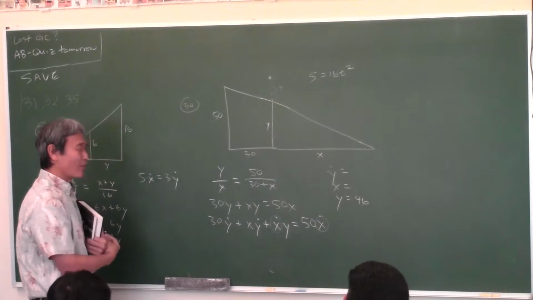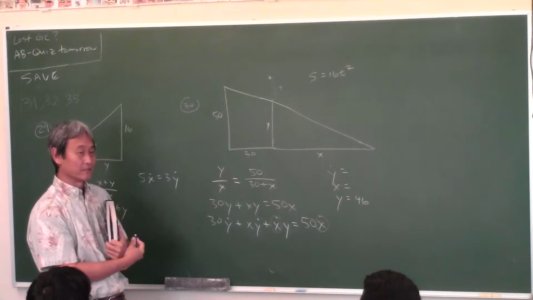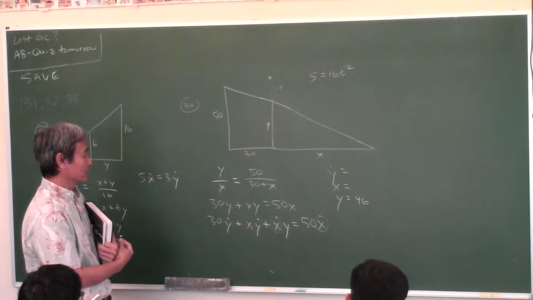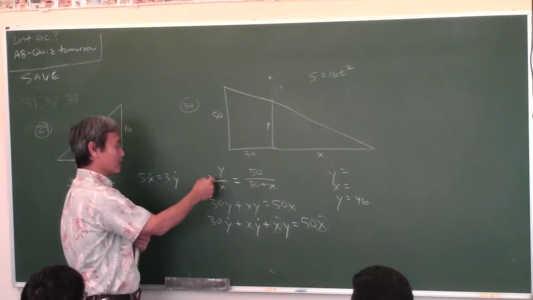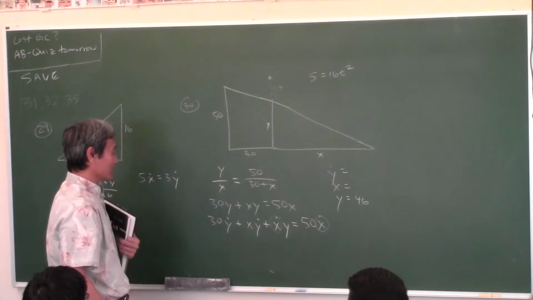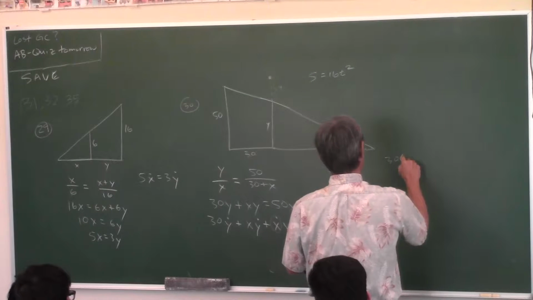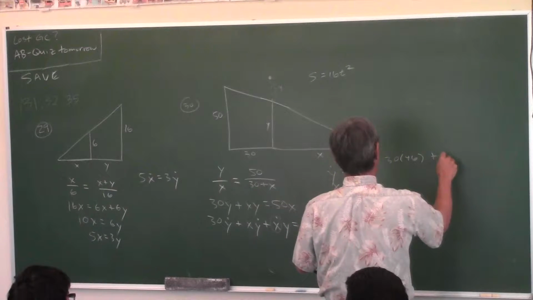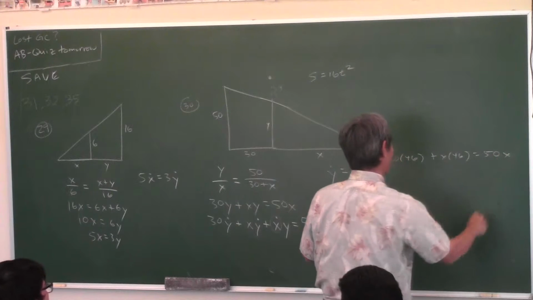Now, if y is 46, how do I figure out x, driver? Plug it into the first thing. How about the second thing? Well, the first or the second, because they're both the same equation, but I think the second one looks nicer. So let's do that right now. So 30 times 46 plus x times 46 is equal to 50x. Can I solve for x?